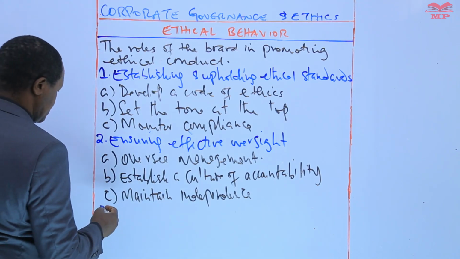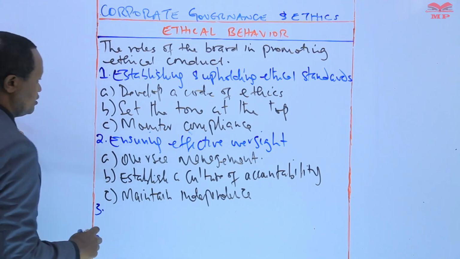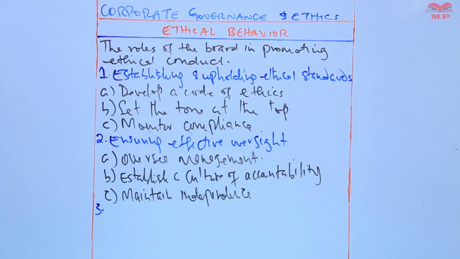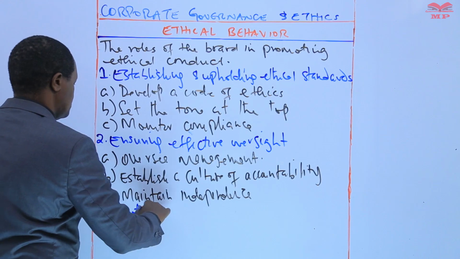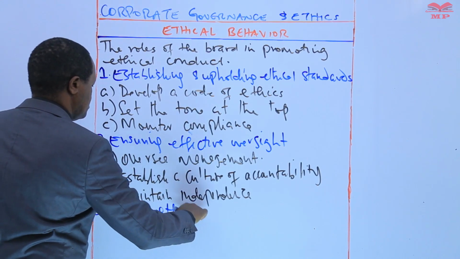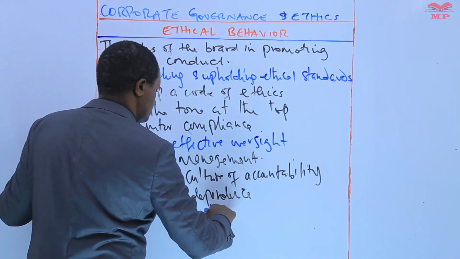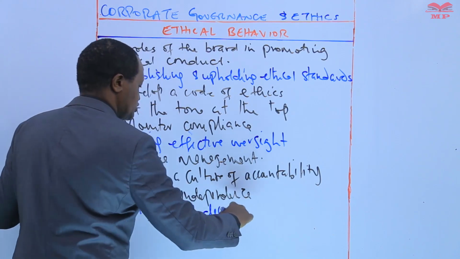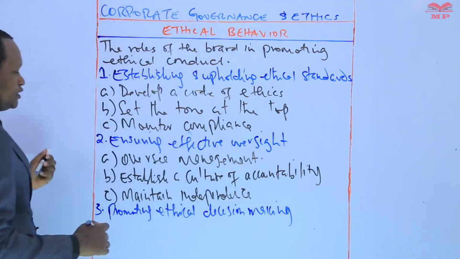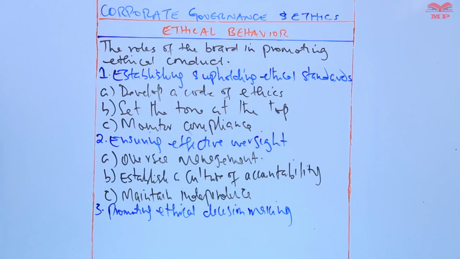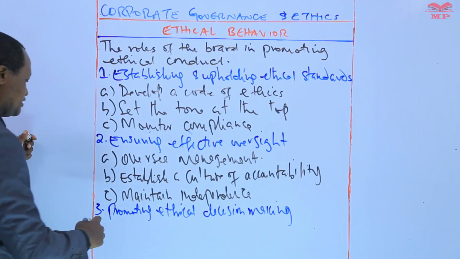Moving on to the third category, promoting ethical decision making. How does the board promote ethical decision making? One is by providing guidance and support.